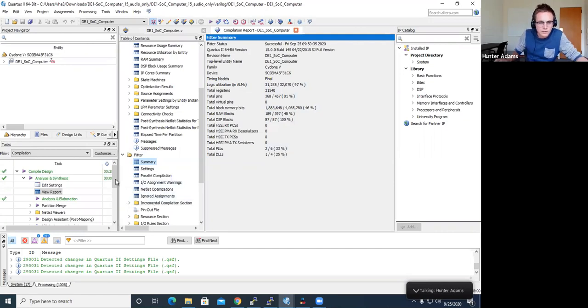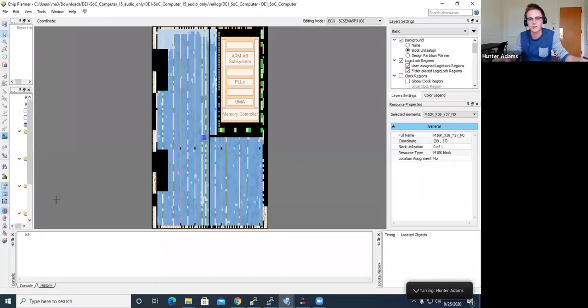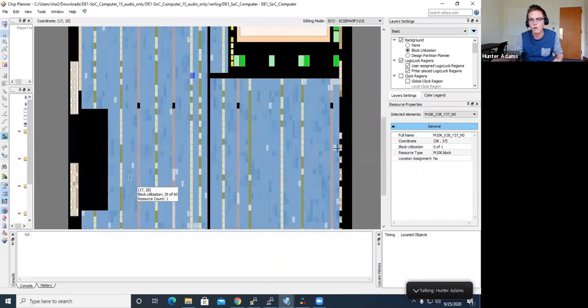Another interesting thing to look at within the fitter folder, if you care, is the chip planner. You should do this for your Lab 1 project so that you can look at the Lab 2 project and compare them. What this is showing you is where the fitter has placed all of the hardware within the FPGA.